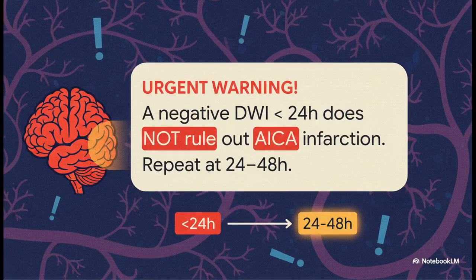And speaking of DWI, I want to make sure we take away this crucial safety warning about timing. If you do a DWI scan within the first 24 hours of symptom onset, its sensitivity for a posterior fossa stroke is only around 80%. Think about what that means. 1 in 5 strokes won't even show up yet. So if your patient has cardiovascular risk factors, things like hypertension, diabetes, or atrial fibrillation, and they present with acute audiovestibular loss, a negative early DWI does not rule out an AICA infarction. A neurology referral remains absolutely mandatory, and you must repeat that DWI at 24 to 48 hours.